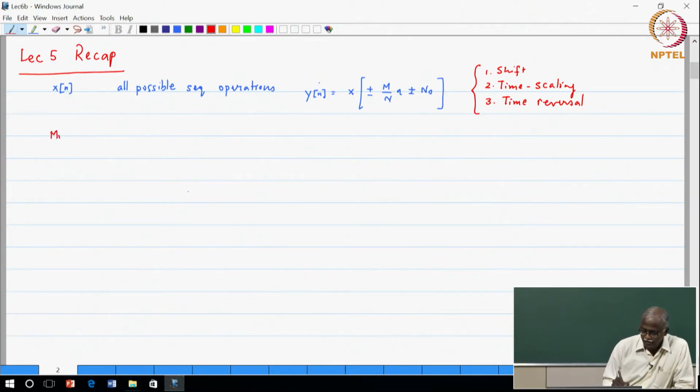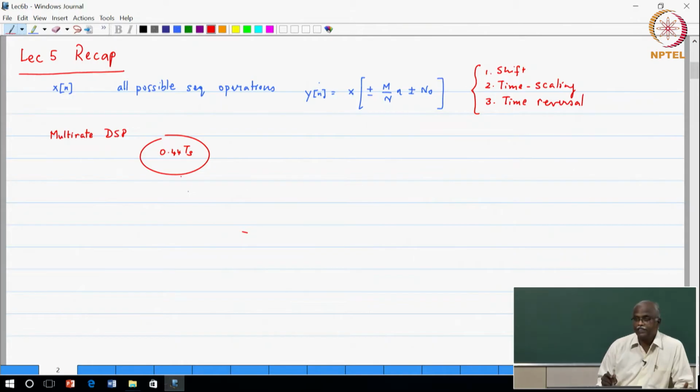Then in the last class, we also looked at one application of multi-rate DSP. We looked at a case where we needed a shift by 0.44 Ts in the context of mimicking the acoustics of an auditorium. Just as an illustration, this we cannot achieve in our existing DSP framework, because we can only get multiples of the sampling period. Multi-rate signal processing says that yes, I can get the required fractional delays by very simple, very elegant methods, and that is one advantage that we have.